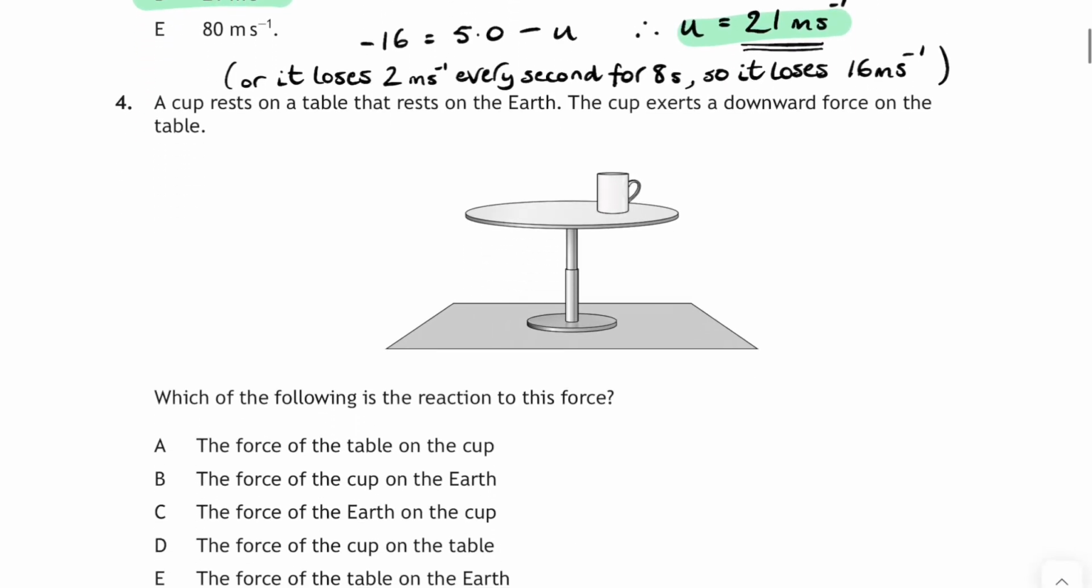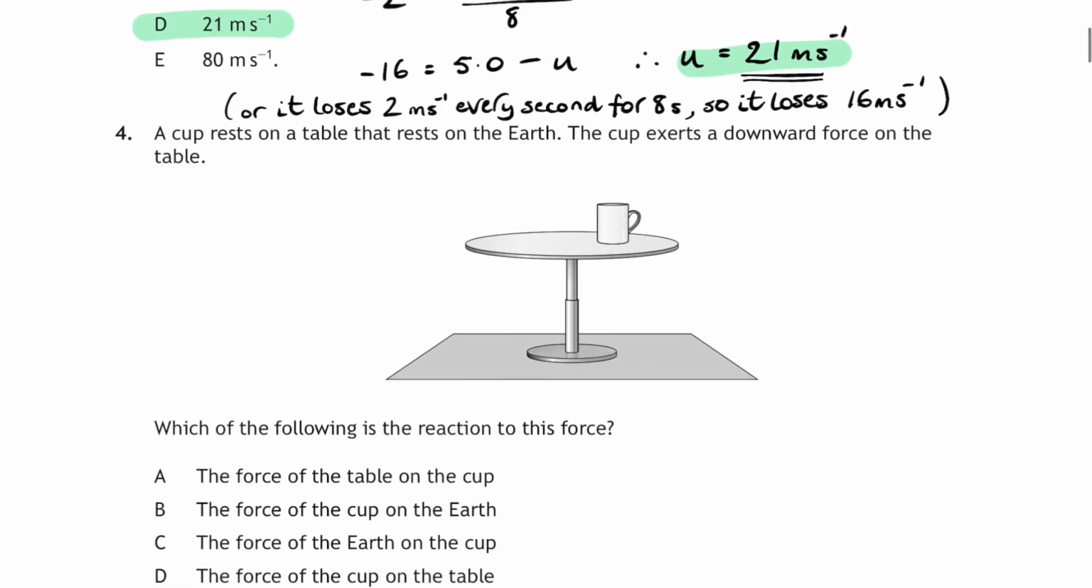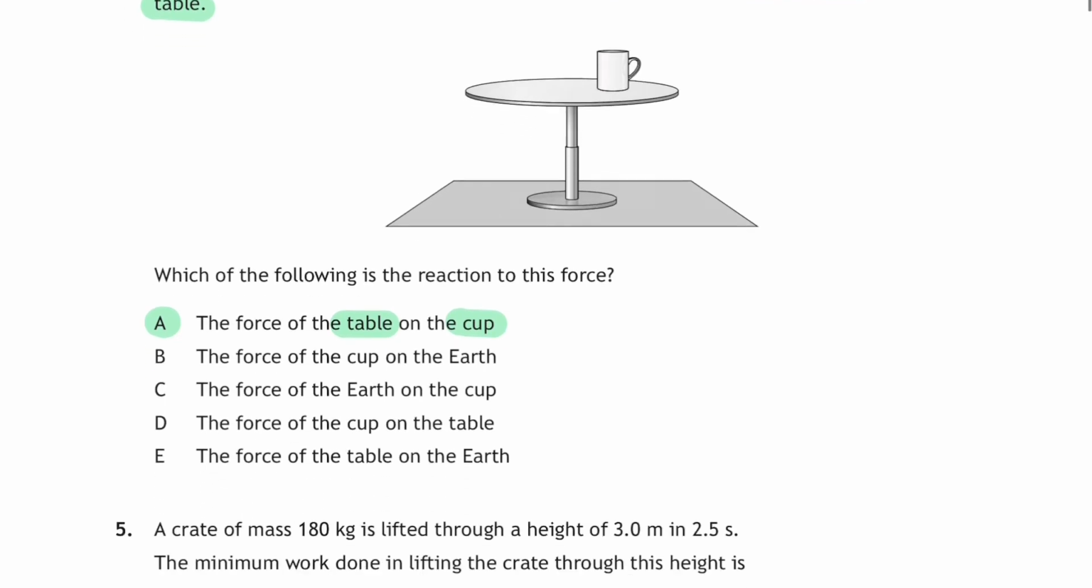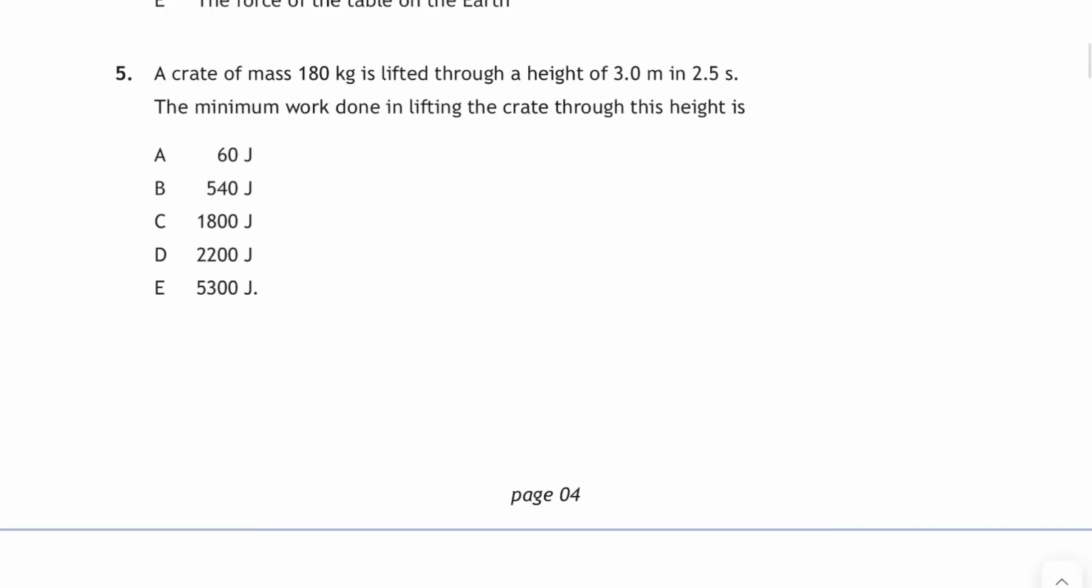Okay, question 4. A cup rests on a table that rests on the earth. The cup exerts a downward force on the table. Be careful with the words here. Cup, downward force on the table. So the reaction to this force is just the opposite of that. It will be the table exerting an upwards force on the cup. Nothing to do with the earth here. The forces between the two objects. So 4A.